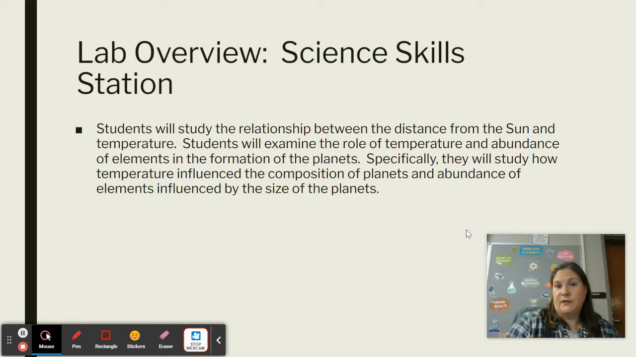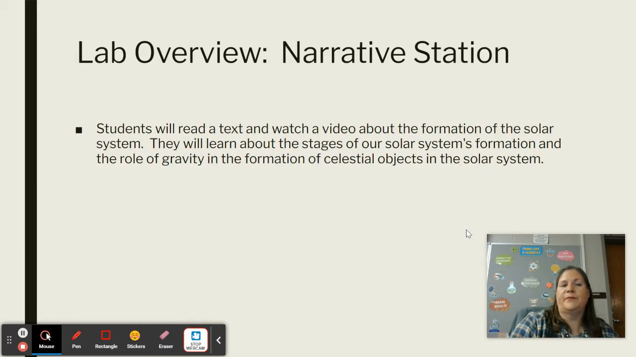So there are 4 stations in this lab. You will be doing those 4 stations virtually. The first one is the science skills station, and here you will evaluate the relationship between the distance from the sun of a planet and that planet's temperature. You will determine the role of temperature and the abundance of the present elements in how that planet formed, and you will evaluate how temperature determined the composition of the planet and the abundance of the element in that planet.